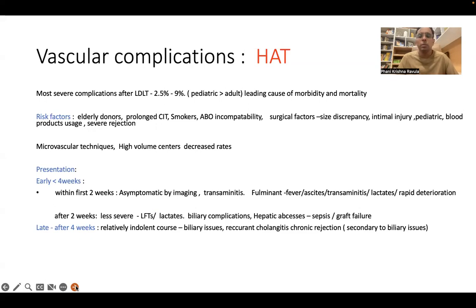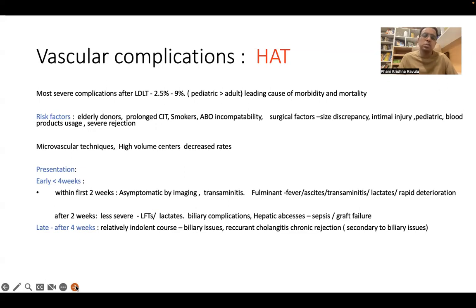The presentation is basically early presentation of hepatic artery thrombosis and late presentation. Early is within 4 weeks and late is after 4 weeks. In that presentation also, we can differentiate within the first 2 weeks and after 2 weeks. Depending on the presentation, some degree of hepatic arterial collaterals form around the bile duct, and so within the first 2 weeks, these collaterals are not formed well. So it's very fulminant, and as time progresses, more indolent.